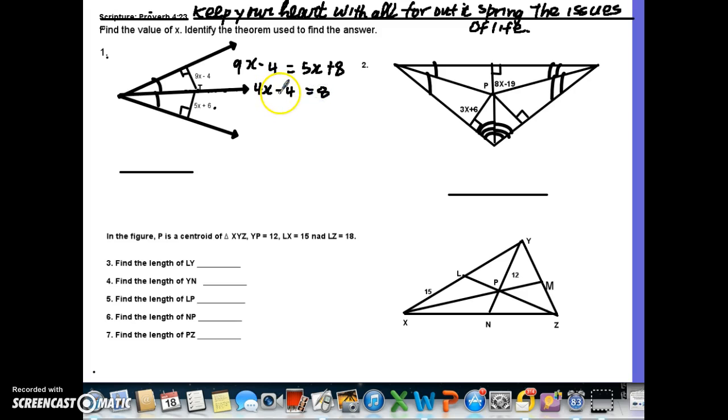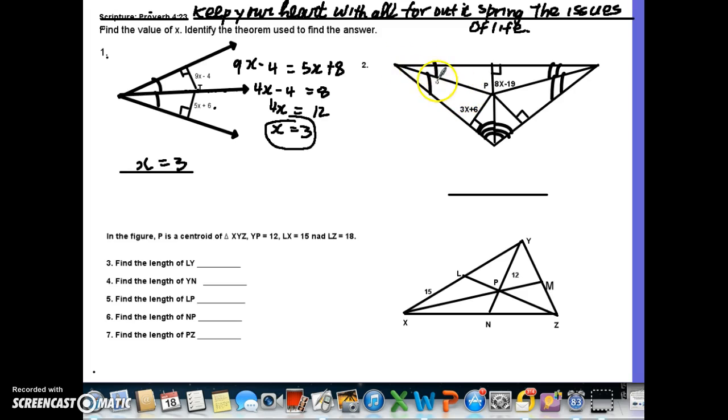We take another step. We'll add 4 to both sides. So when we add 4 to this side, that negative 4 is gone. So the only thing that survives on the left would be 4x equals 8 plus 4. That would be 12. We divide both sides by 4. This becomes x. 12 divided by 4 would be 3. So that would be our answer for the first one, x equals 3. And I'll handle the theorem afterwards.